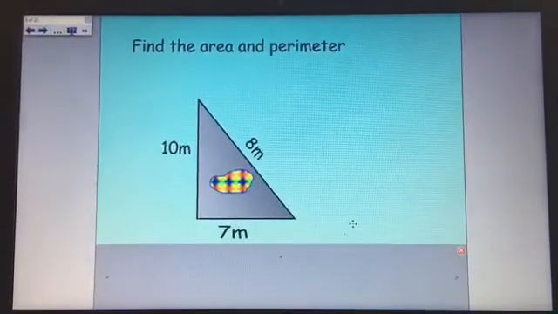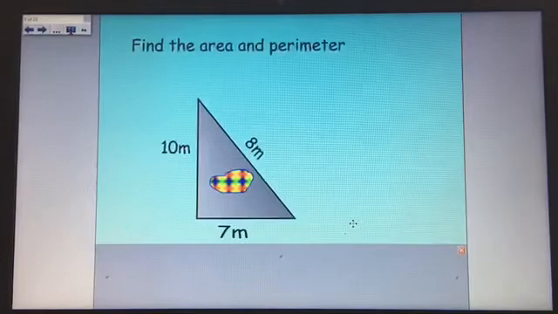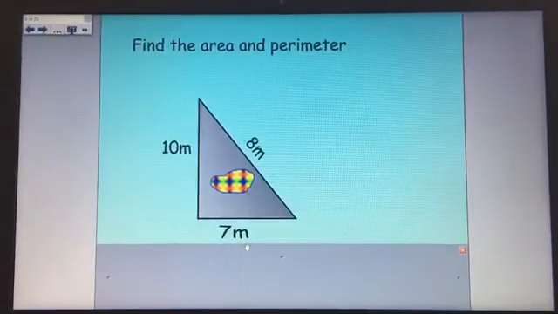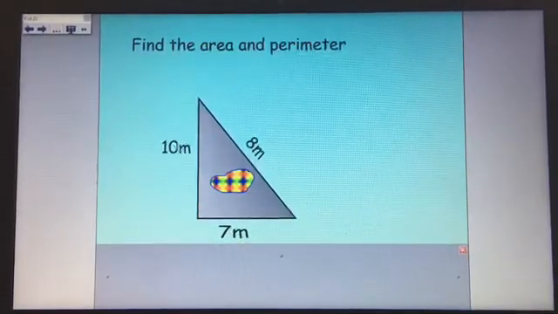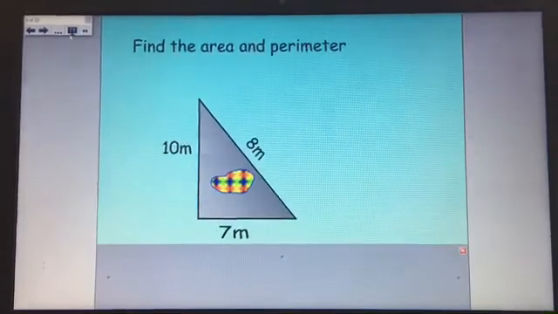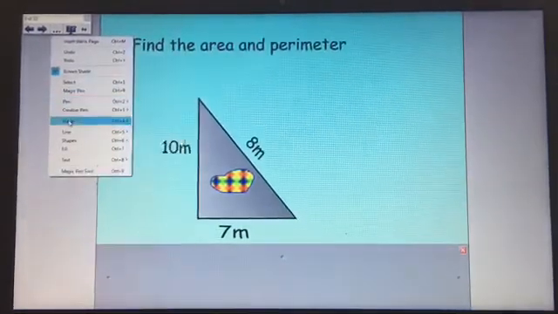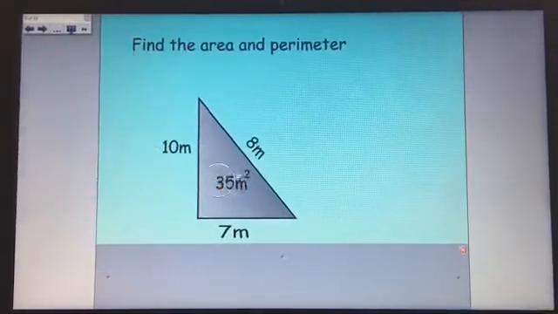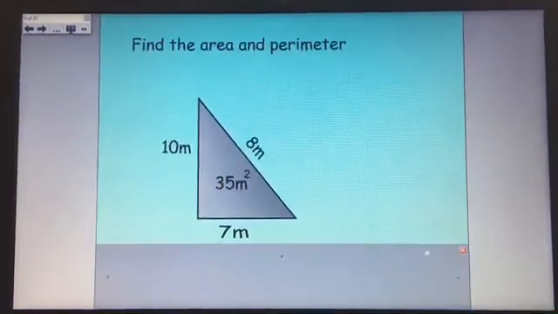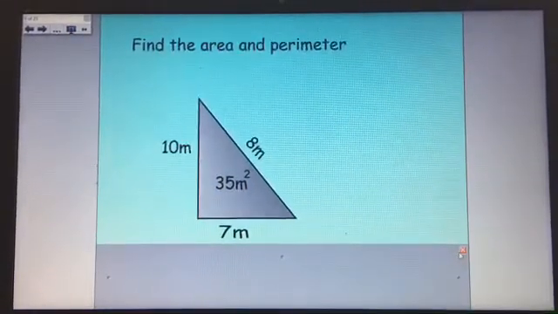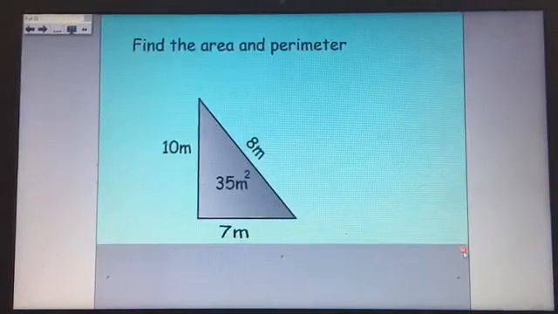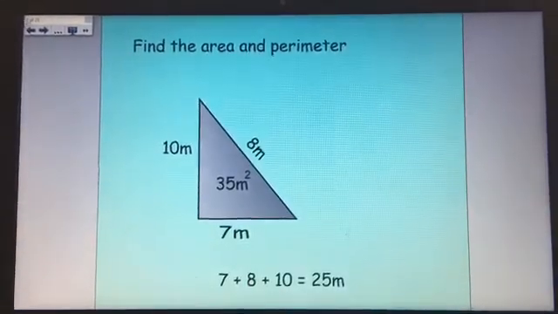Find the area and perimeter. So to find the area, you do the base times height and then half it. So 7 times 10 equals 70. Then you'd half that to make 35 meters squared. Perimeter, 7 add 8 add 10, which makes 25 meters.